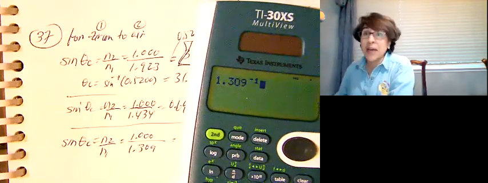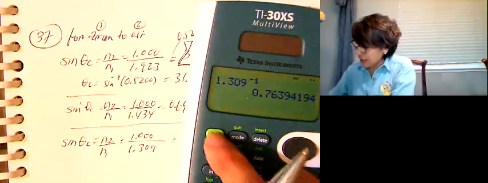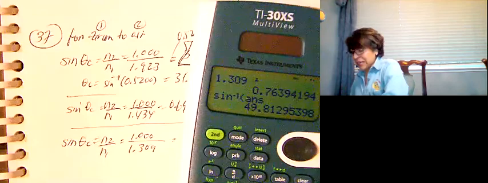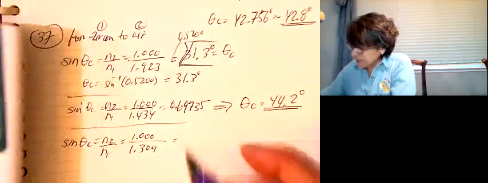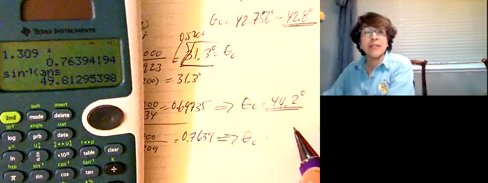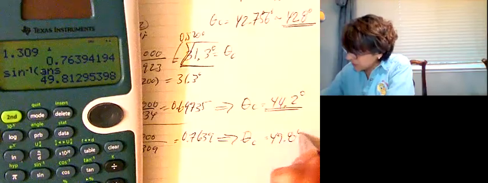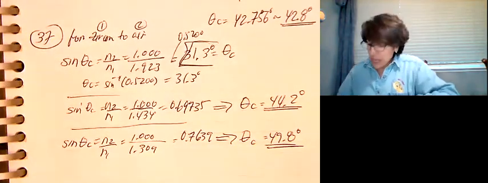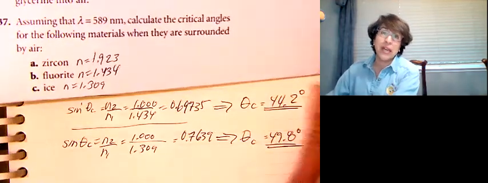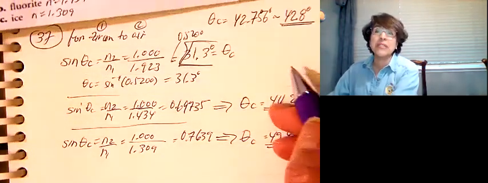1.309, and I want the inverse of that. And I want the arc sine of that. And I get 49.8 degrees. Oh, I skipped a step again. 0.67639. So therefore, the critical angle is 49.8 degrees. So that was it. That's all we had to do, was figure out what the critical angle is. And you'd get total internal reflection if you exceed that angle.